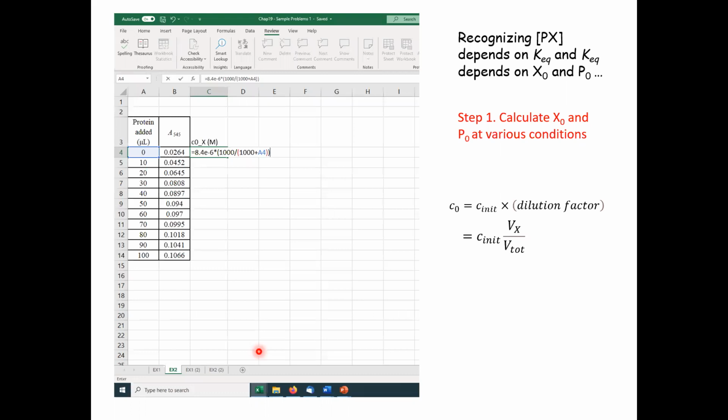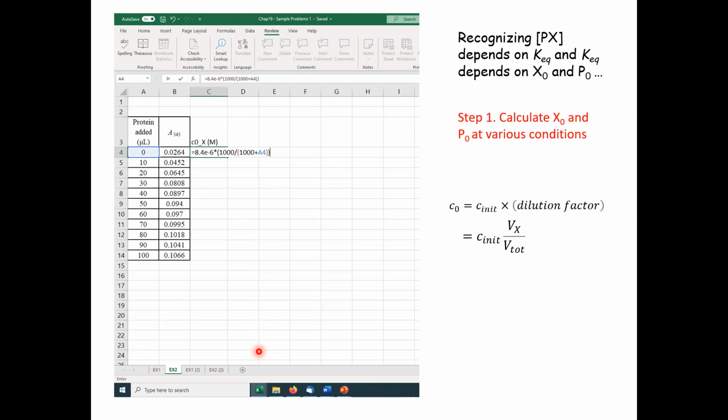Here's the first step to solve this problem. We recognize that the concentration of the protein ligand complex depended on the equilibrium constant, and that KEQ depended on the concentrations of protein and ligand. So the first step was to calculate X0 and P0 at the various conditions.